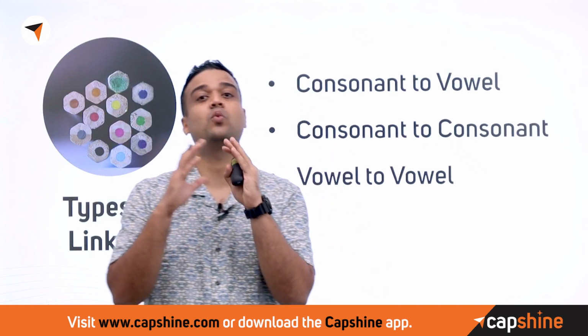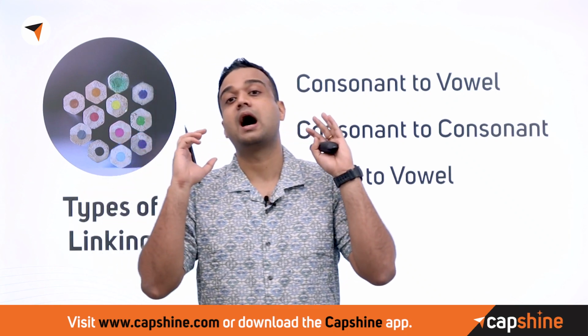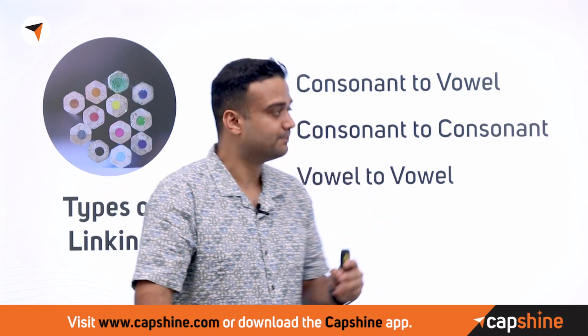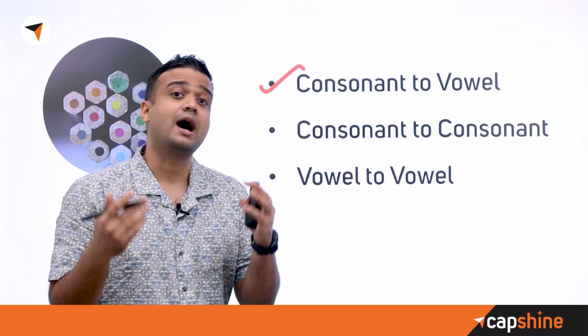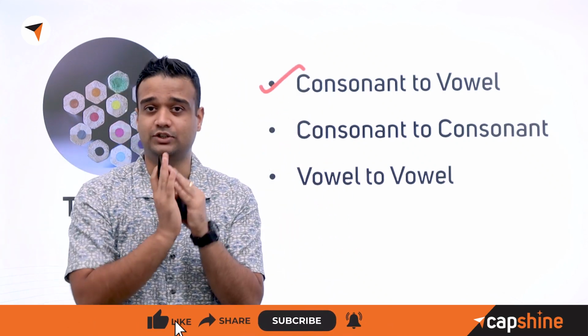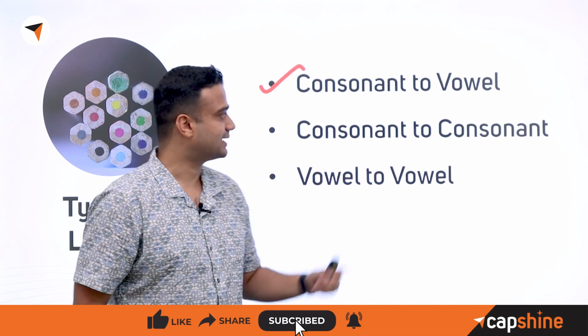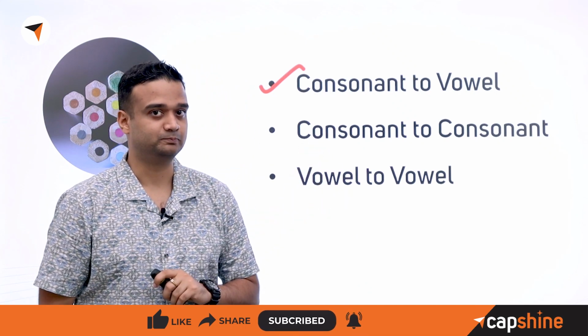Now there are different ways in which linking works, types of how these work. We're going to look at this one today specifically. We're going to look at how consonant sounds and vowel sounds link together. In part 2, we will discuss these two more in detail.